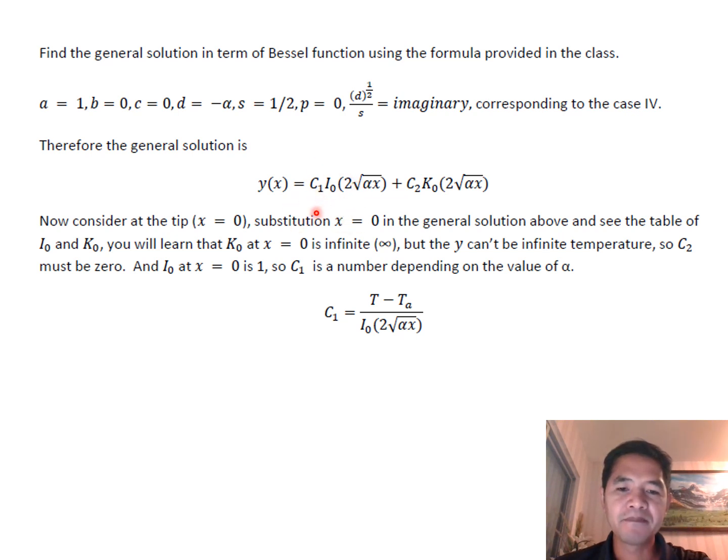c1 times I0 of 2 square root of alpha x. This is the final answer. And this is how we apply the Bessel function to solve a second-order ODE in terms of a heat transfer problem.